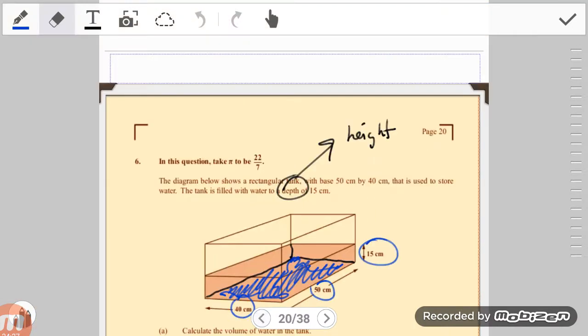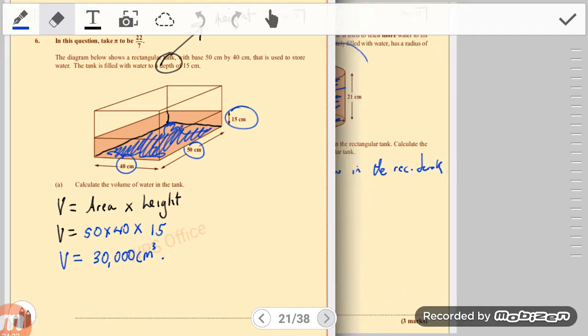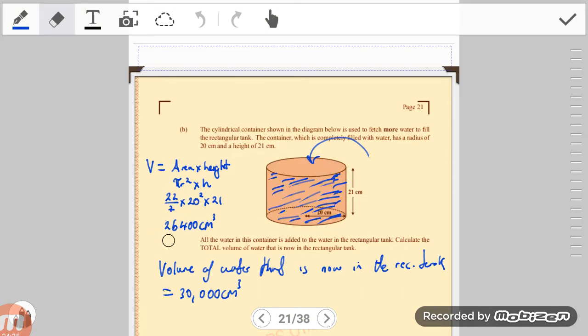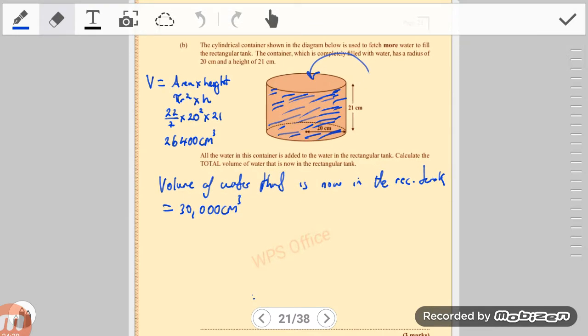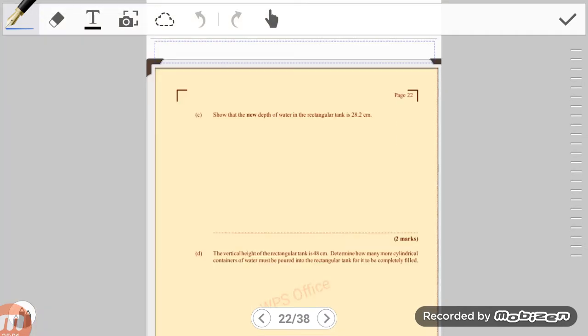I said the 30,000 was what we calculated over here. That is the current amount of water that is in the tank, plus all of what is in here, which would have been a total of 26,400 cubic centimeters. That's going to be plus 26,400 cubic centimeters, and so that will give us a total of 56,400 cubic centimeters of water currently in the rectangular tank. Alright, so I hope that was clear for you guys. 3 marks, good marks. Let's move right along.